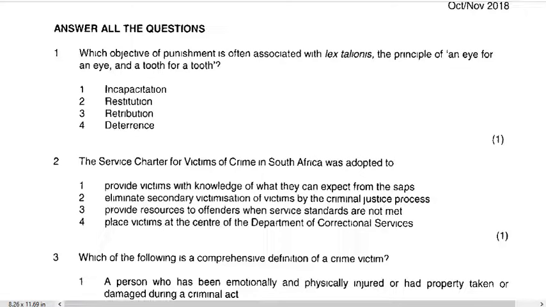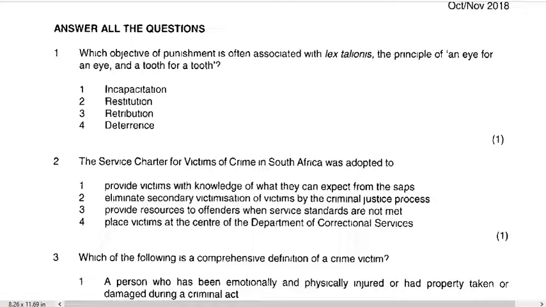The answer here is on page 98 of our study guide. But on the first assignment that I saw, the answer was 4, which is deterrence. And on the second one, the answer was 3, which is retribution. So I don't know which is which. Just go to page 98 and see it for yourselves, guys. You are going to check it out on your own.